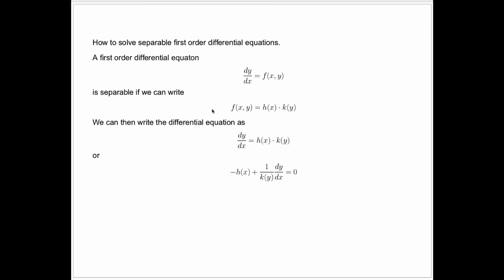We're going to talk about solving separable first-order differential equations. We call a first-order differential equation, written in this standard form, dy/dx is some function of x and y, separable if we can write this function f of x, y as a product of some function of x times some function of y.